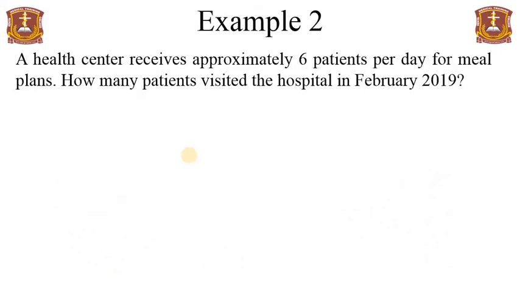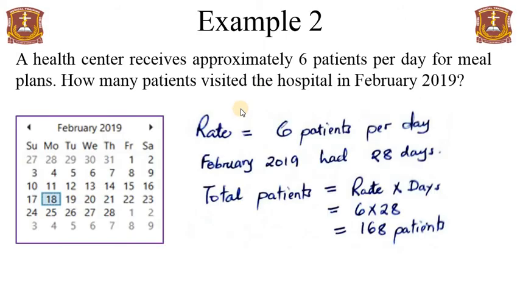Example number 2 talks about a health center receiving approximately 6 patients per day for meal plans. How many patients visited the hospital in February 2019? Now this again brings us to an understanding of the number of days in various months in a given year, whether it is a leap year or an ordinary one. Therefore, in this case, we're talking about February 2019, and trying to solve this, I think it is advisable that I also bring a copy of that calendar here, so you can see February ended on day 28.